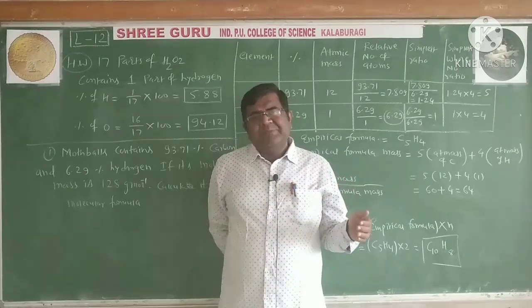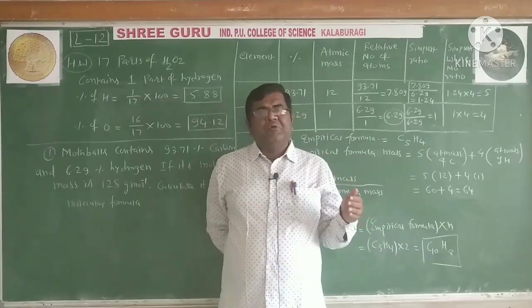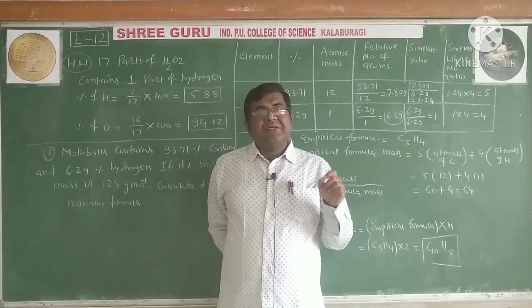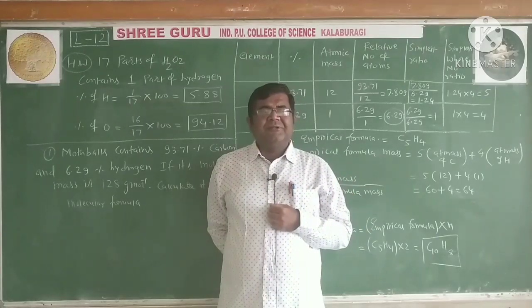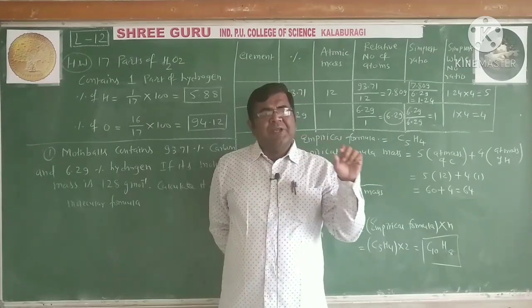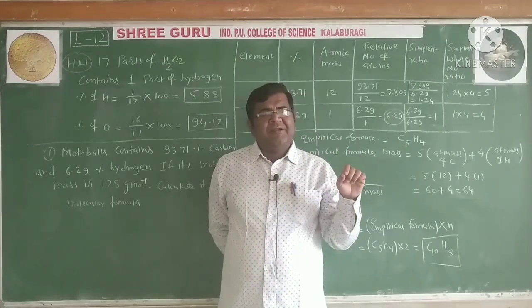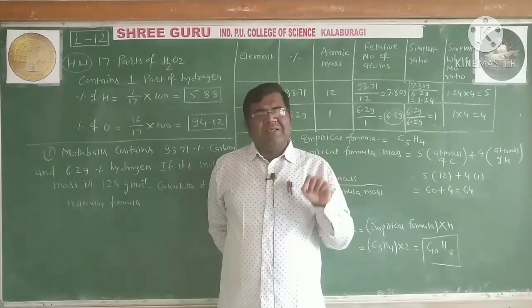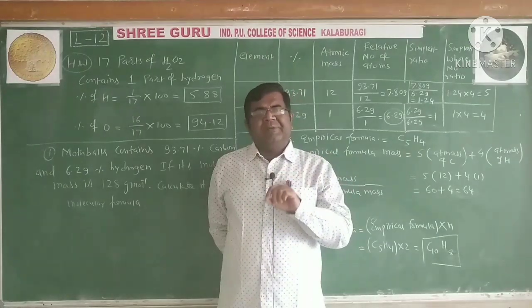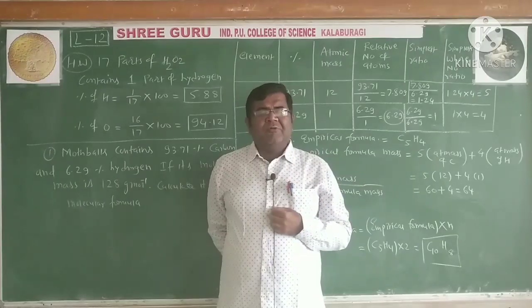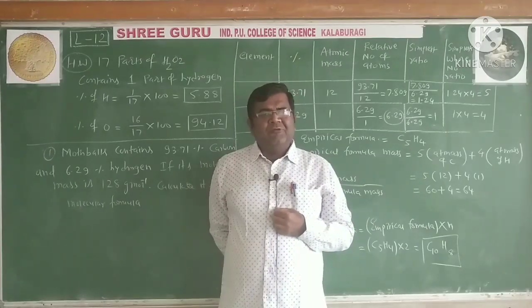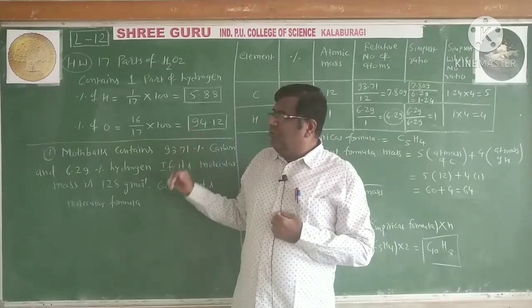To calculate this empirical formula and molecular formula, we should know the percentage composition of the element. And how is it determined? The formula is mass of element divided by the molecular mass of a compound multiplied by 100. We have solved some 3-4 questions together, and one question I have given you as homework.